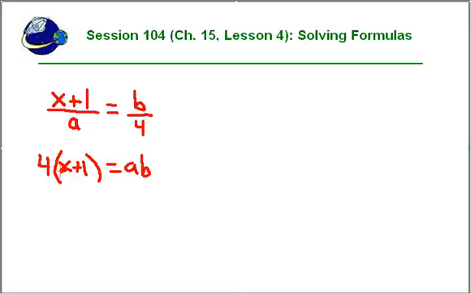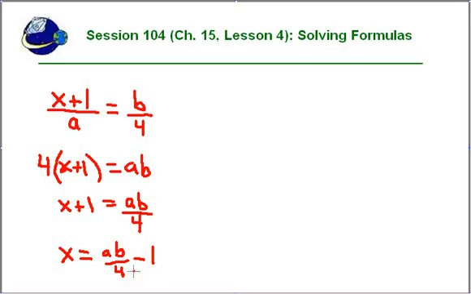We need to solve for x. This phrase here is being divided by 4, so we need to divide both sides by 4. On the left side, that'll leave us x plus 1. On the right side, that'll give us ab over 4. Next, we got to remove the 1. In order to do that, we have to subtract 1 from both sides. That'll leave us with an x on the left-hand side. And then on the right-hand side, that'll be ab over 4 minus 1.